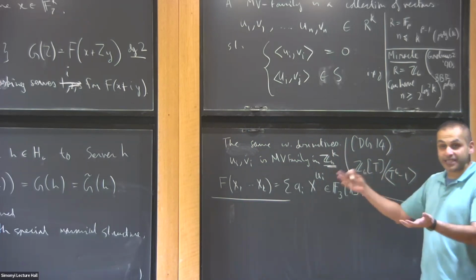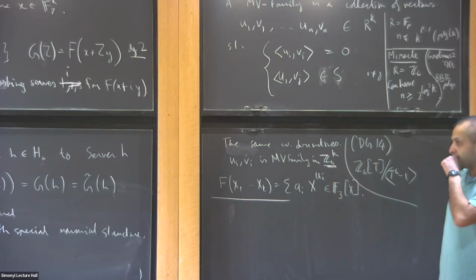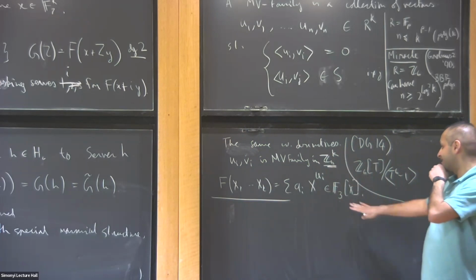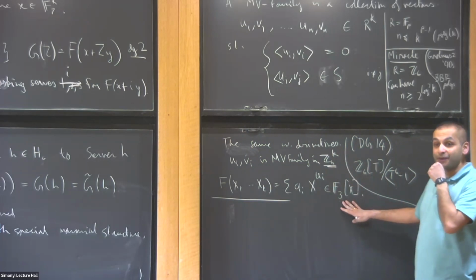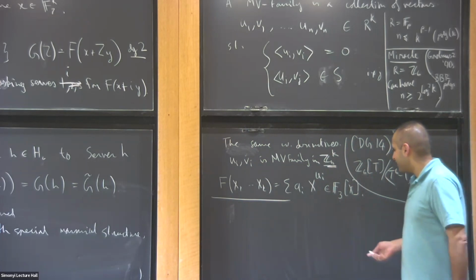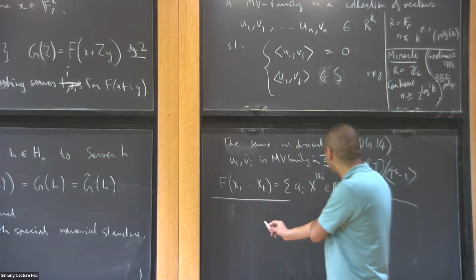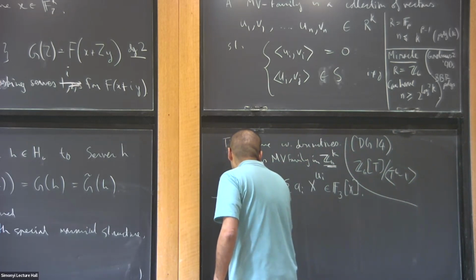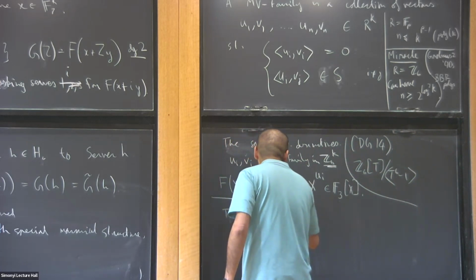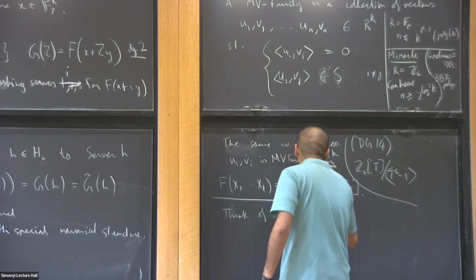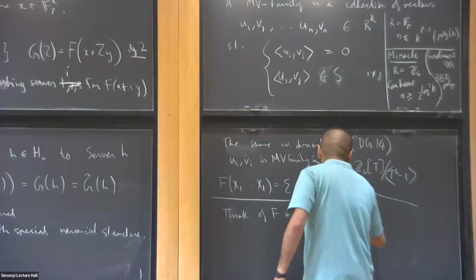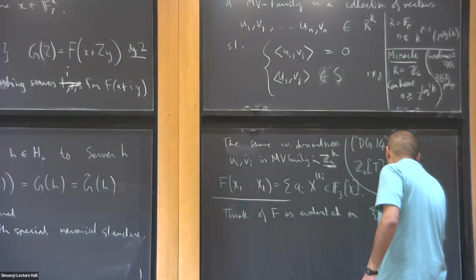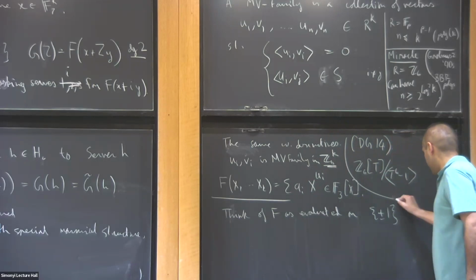In F3, there are no 6 roots of unity. There's only plus and minus 1. So we will just work with that. So we'll think of f as evaluated on plus minus 1 to the k.